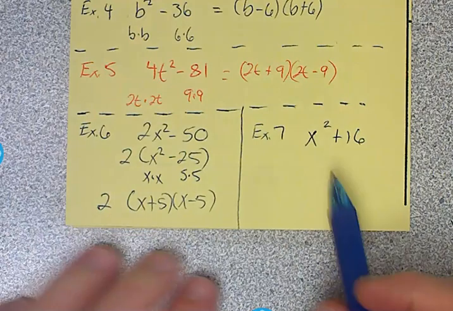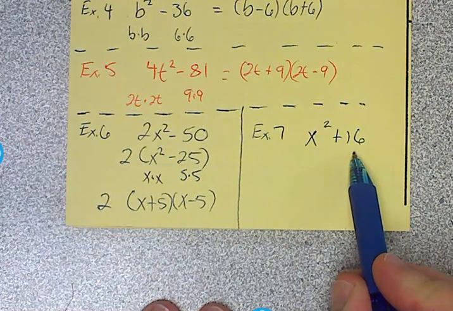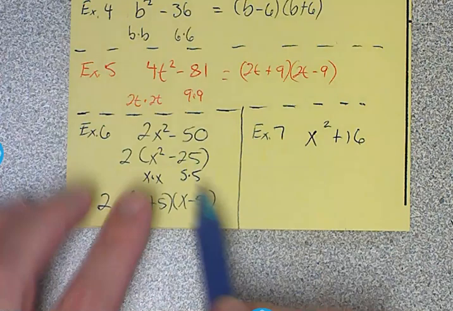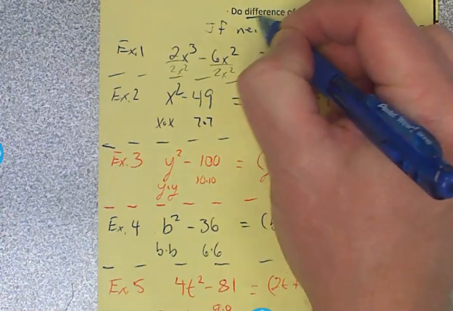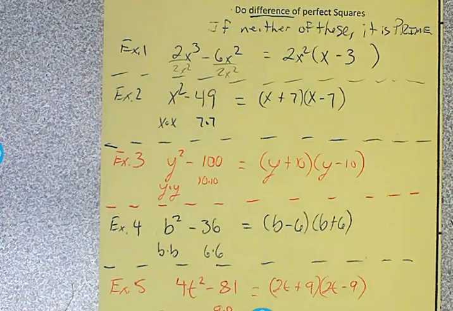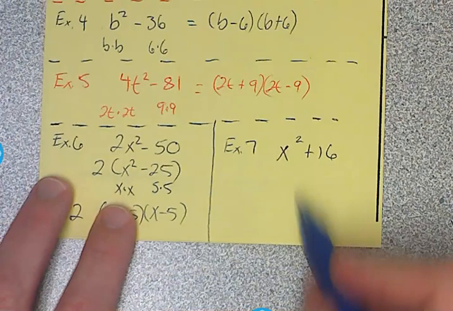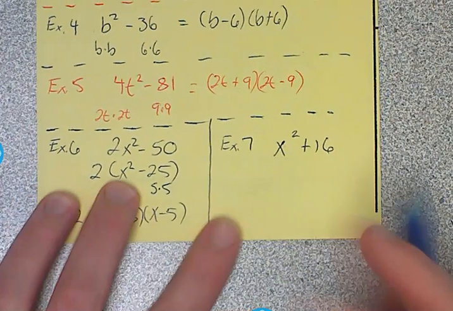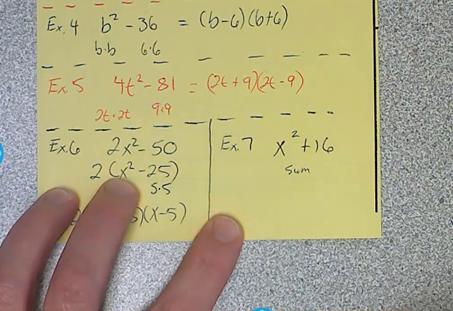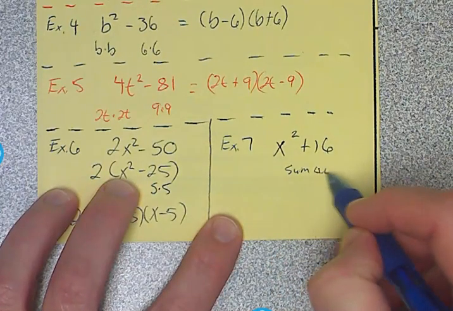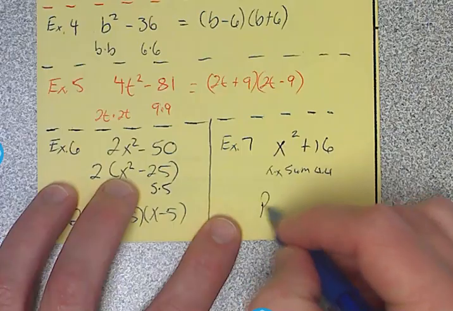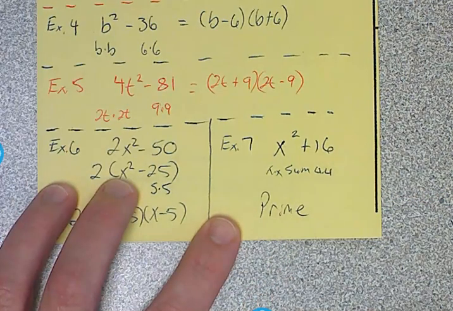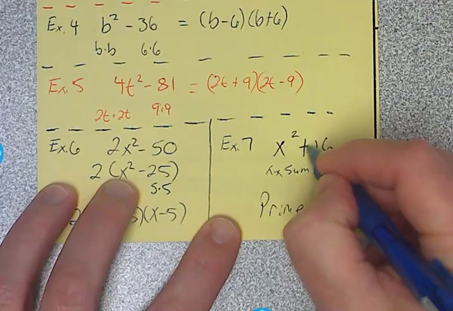Okay, because we do have x times x, we do have 4 times 4. But notice this one's a plus. Every other single one of these was a minus. It's always got to be a difference of perfect squares. So if this one happens to be a sum of perfect squares, so if you've got perfect squares, because again, that'd be 4 times 4, this would be x times x. But if it's a sum, it doesn't factor. So that one we just put down as prime.